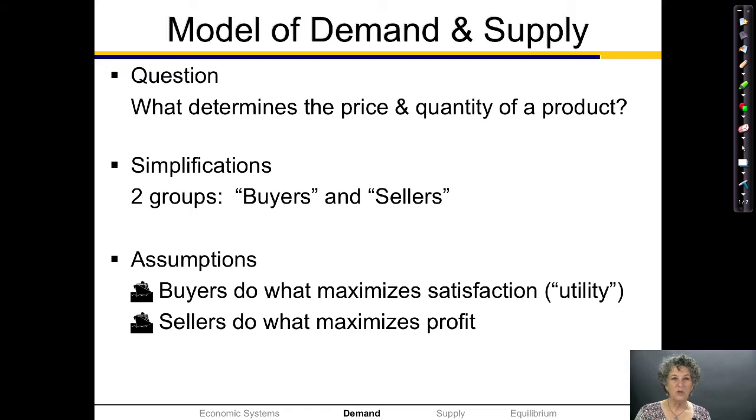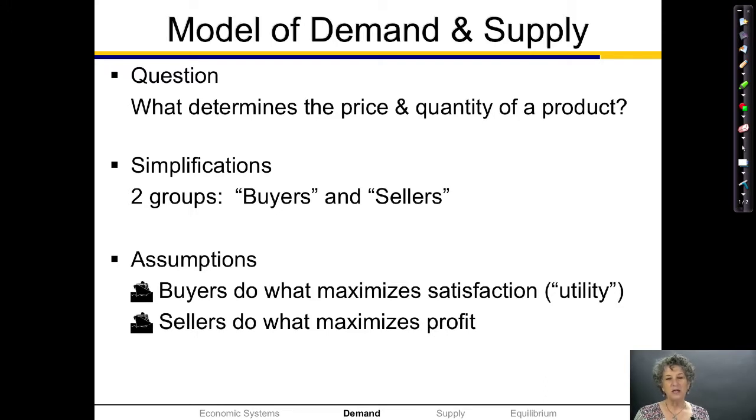The key assumptions that we make are, first, that the buyers are doing what it takes to maximize their satisfaction or utility. We don't define utility any further than that. Utility is what makes me happy. What makes me happy may be different than what makes you happy. I may get happiness out of doing for others. You may not. It's all good. What matters is that we are each trying to make decisions so as to maximize our satisfaction.